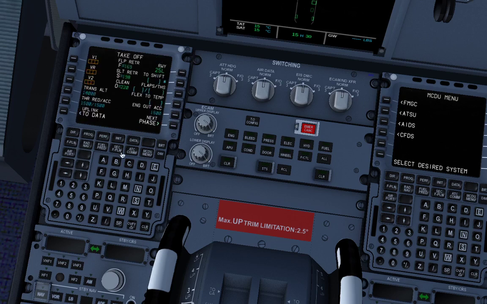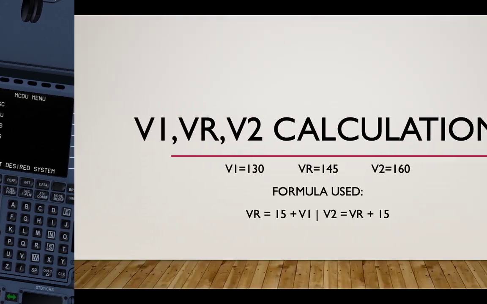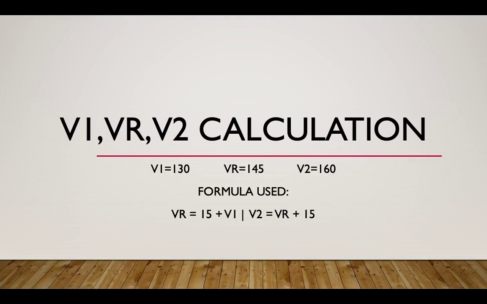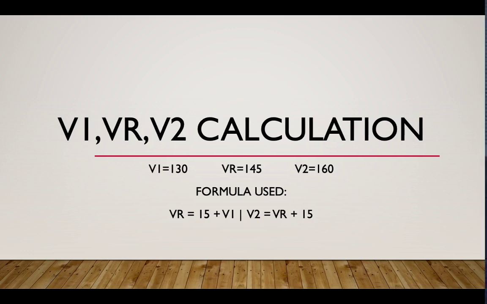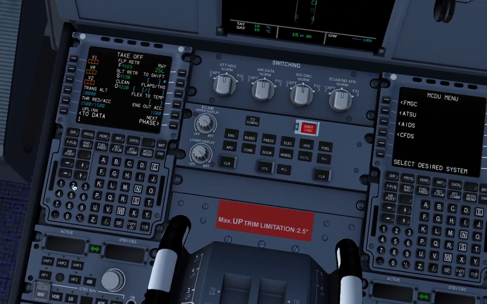Let's go ahead and go to pref, performance or pref. So what you need to do for this is that V1, if V1 is 130, in order to get VR, we want to have V1 plus 15, and to get V2 it will be VR plus 15. So let's go ahead and enter it.